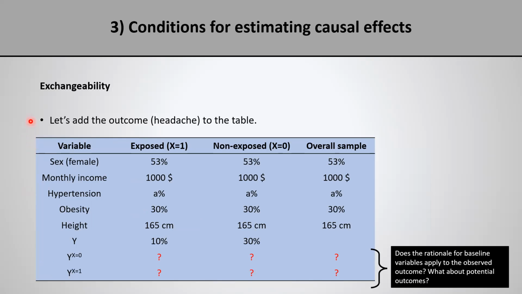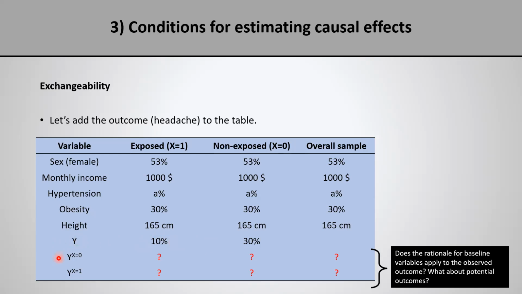Okay, so now that we have our table of baseline characteristics, we're going to add to our table the outcome data, which is headache, represented here by Y. And this is no longer a baseline characteristic, so it is allowed to vary between exposed and unexposed individuals. So let's say here that among the exposed individuals, the ones who took aspirin, we observed 10%, and in the unexposed individuals, we observed 30%.